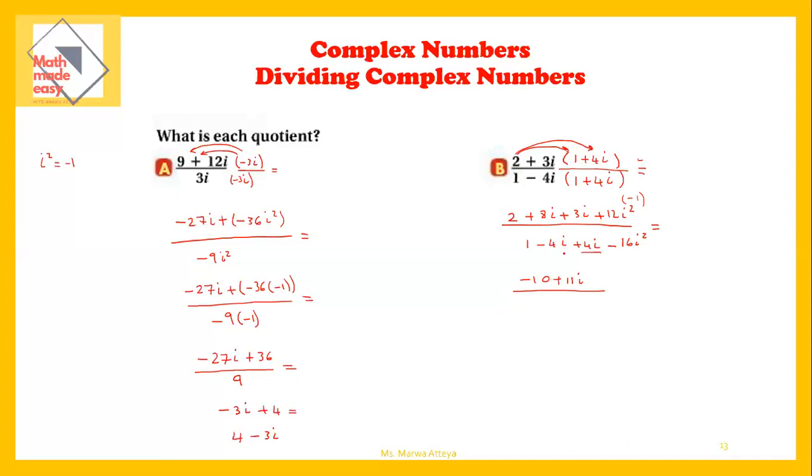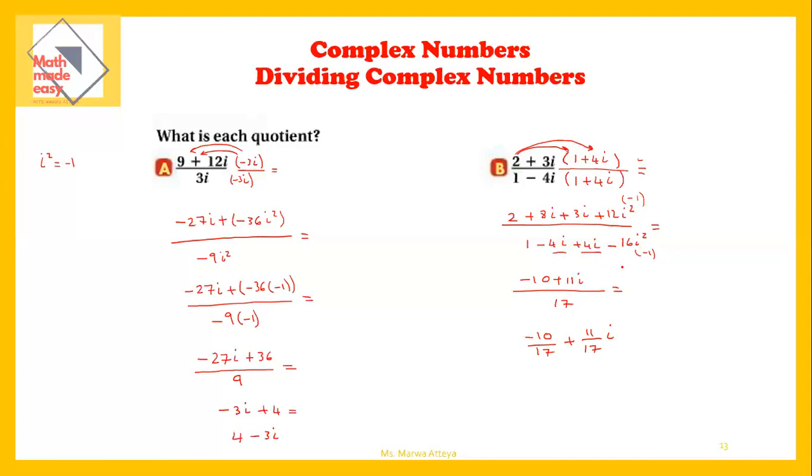Now here, these will cancel each other, and I'm going to be having 1 plus 16 when i squared becomes negative 1. So 1 plus 16 is going to be 17. We can leave it like that, or we're going to write negative 10 over 17 plus 11 over 17i. I just tried to cancel one of the steps where I'm going to write this again after combining like terms and substituting for i squared equal negative 1.